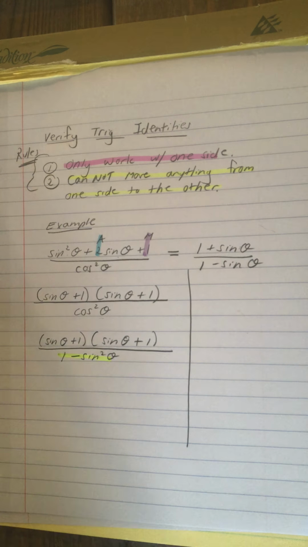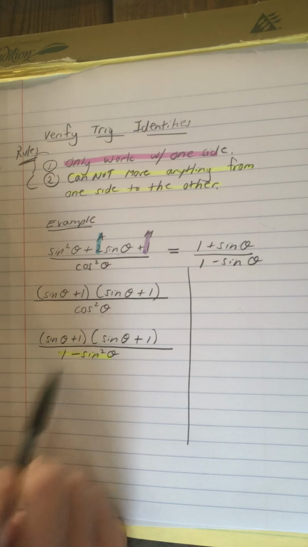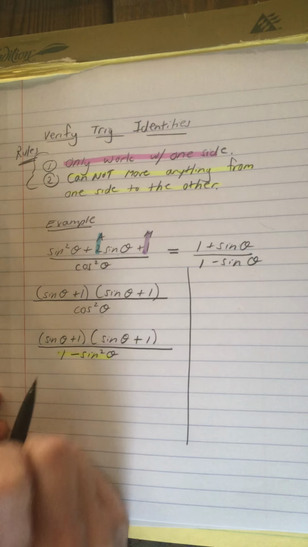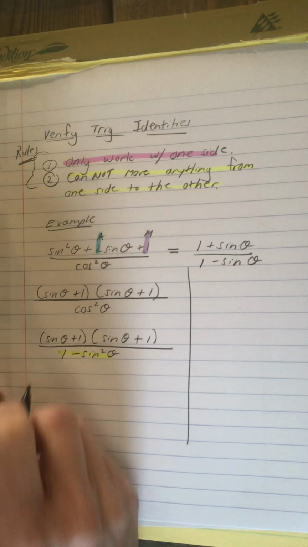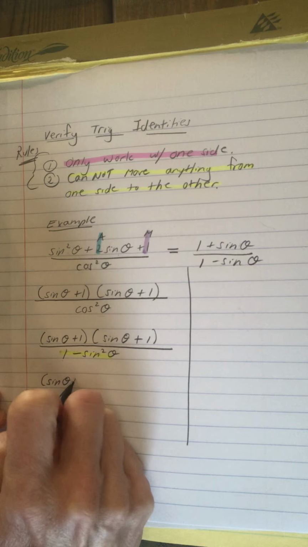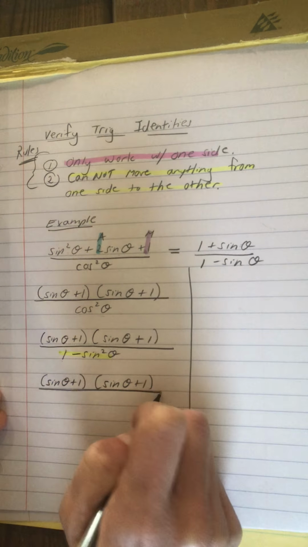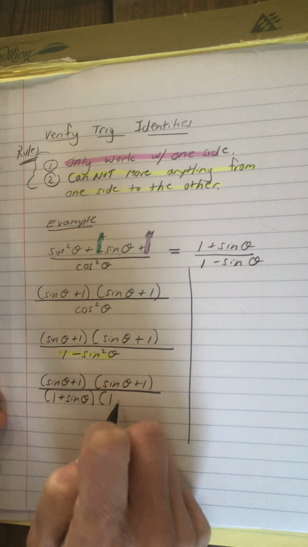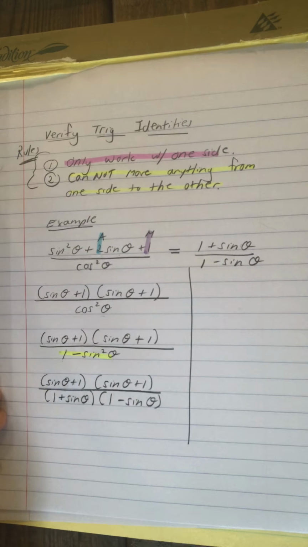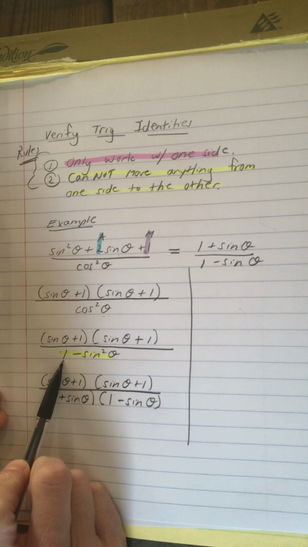And we went over in class, if you have 1 minus sine squared, this is the same as our difference of two squares, which we also reviewed yesterday on our online video. And if I look at this, this is 1 being squared, and that's sine theta being squared. So I can rewrite this as sine theta plus 1, sine theta plus 1, and then the denominator can be 1 plus sine theta and 1 minus sine theta. So I was able to factor this denominator because we had the difference of two squares, 1 squared and sine theta squared.